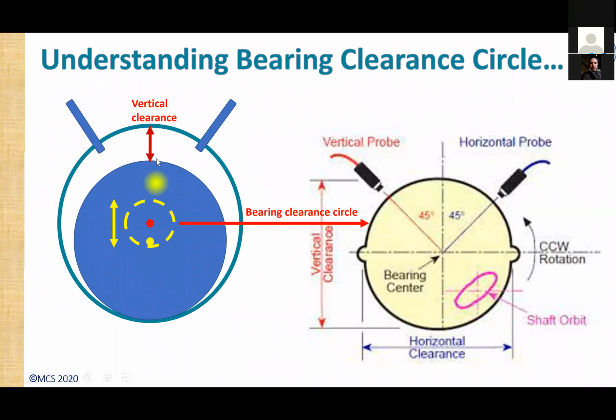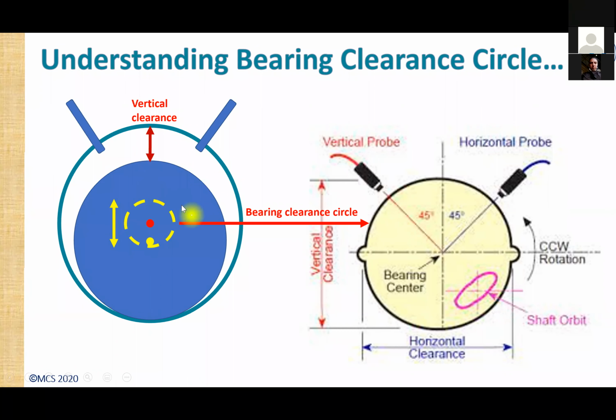Now this is the bearing clearance, this is the vertical clearance. So now if we lift this yellow dot and bring it to the top, when the shaft touches here, this will come to this point. So if I ride this cylinder, or the shaft, along the circle surface, the shaft center line covers this circle. The diameter of this circle is equal to the vertical clearance. So this circle is called the bearing circle, the bearing clearance circle.